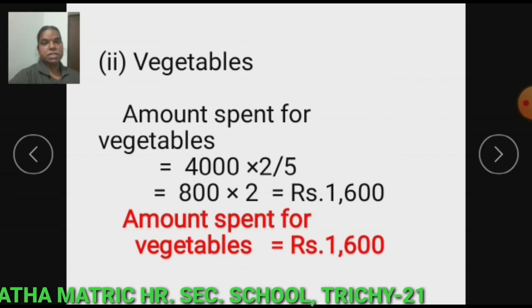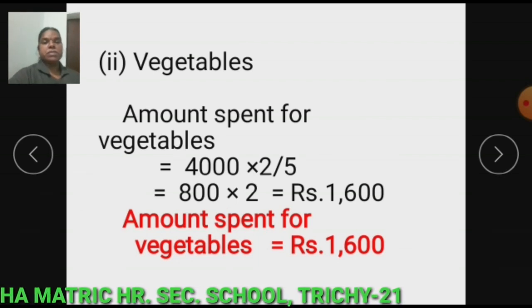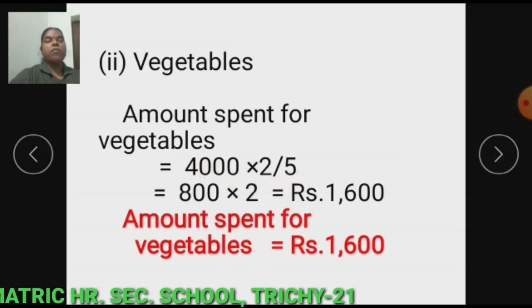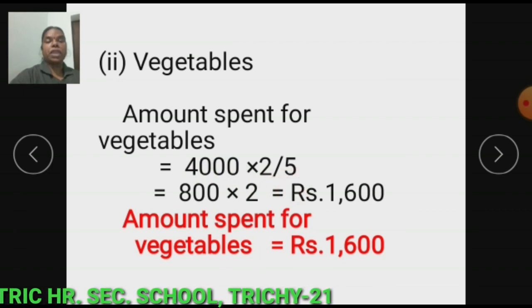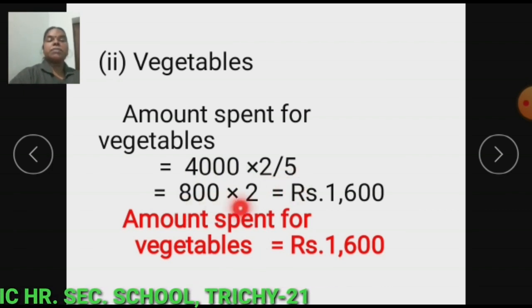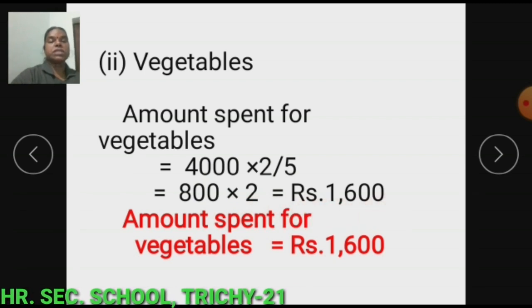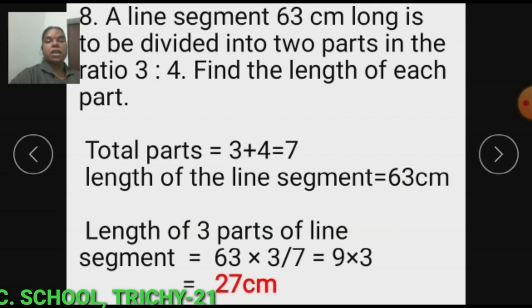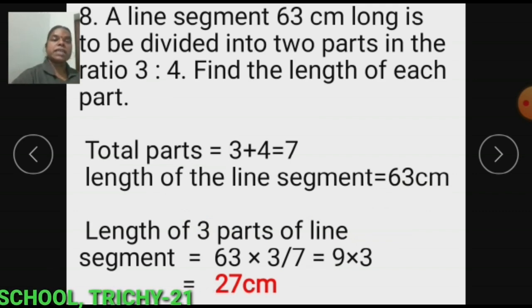Subdivision 2, vegetables. Amount spent for vegetables equal to 4000 into 2 by 5. 4000 is divided by 5, we get 800. 800 is multiplied by 2, we get 1600. Amount spent for vegetables equal to rupees 1600. Question number 8. A line segment 63 cm long is to be divided into two parts in the ratio 3:4. Find the length of each part.